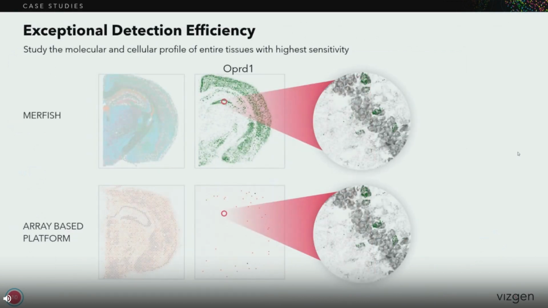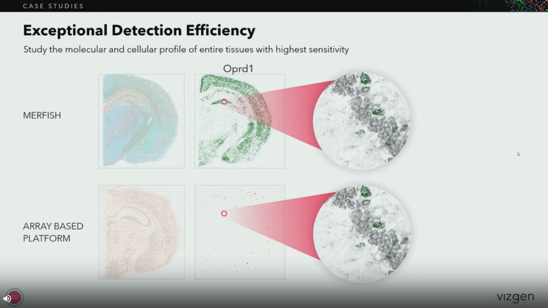The second key feature of MERSCOPE is that it has exceptionally high detection efficiency. As I mentioned before, smFISH is often considered the gold standard for quantifying RNA copy numbers and has single molecule sensitivity. As a technology built on smFISH, MERSCOPE maintains that high sensitivity. On this slide, I'm showing you the comparison of performance between MERSCOPE and an array-based spatial genomics platform in matched brain samples, measuring hundreds of genes in the mouse brain.